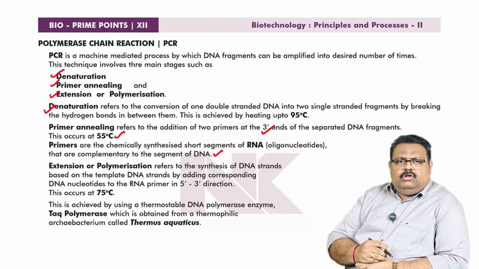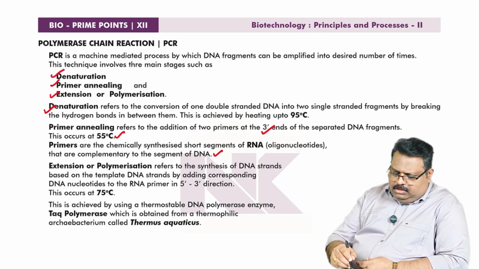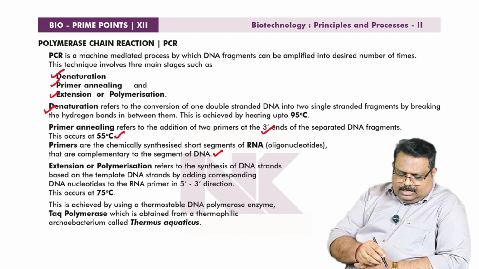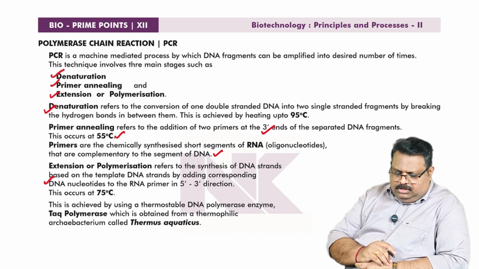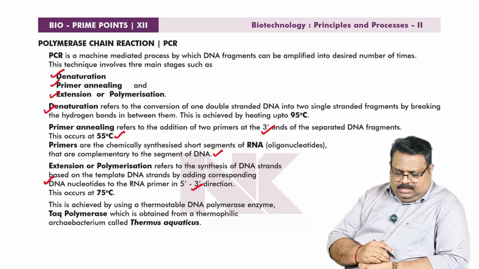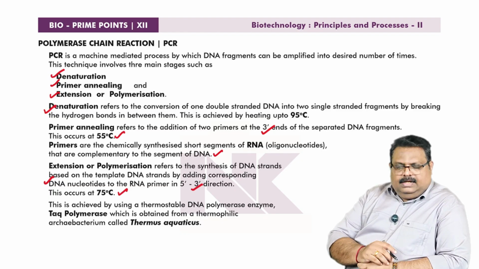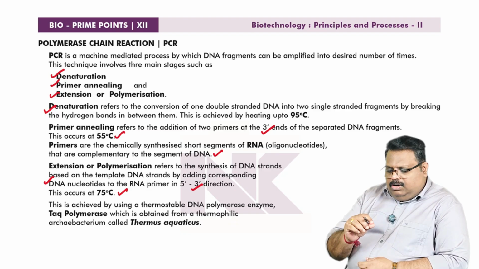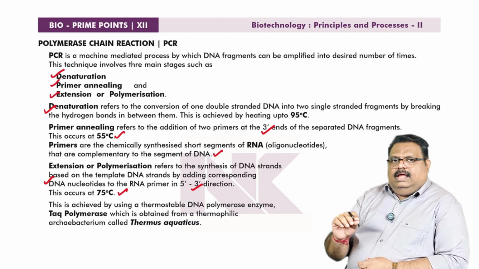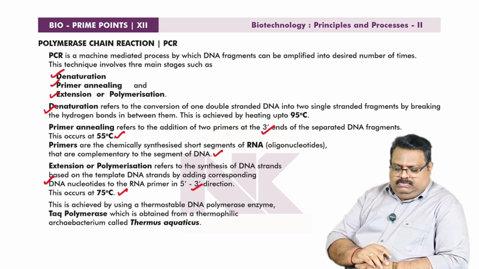Then, extension or polymerization refers to the synthesis of a DNA strand based on the template DNA strands by adding corresponding DNA nucleotides to the RNA primer in 5' to 3' direction. This occurs at 75 degrees centigrade. Based on the attached RNA primer, new complementary DNA segments are added, nucleotides are added so that a complementary DNA will be produced.